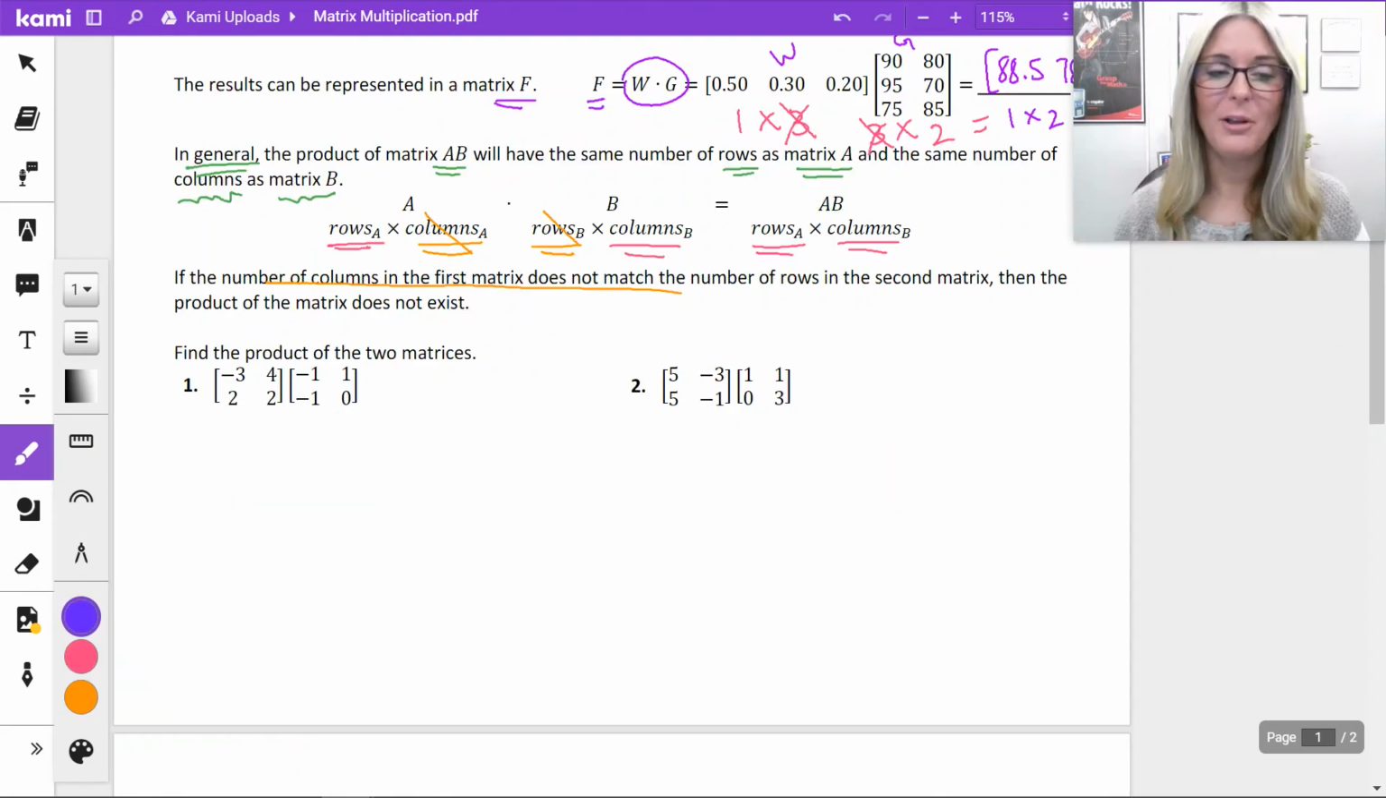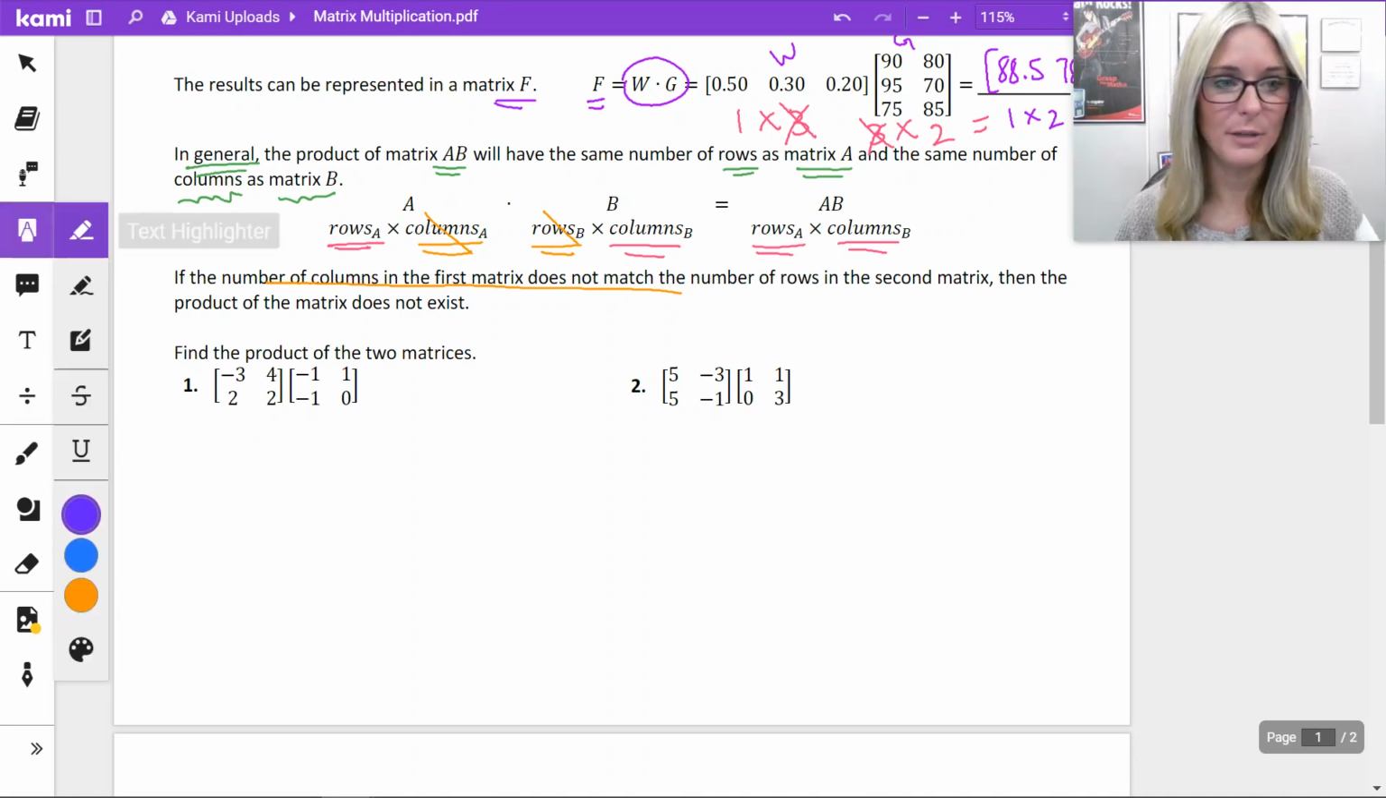Okay, let's try a couple on our own. Find the product of the two matrices. Number one, this is a 2 by 2 times a 2 by 2. So our answer is going to be what? A 2 by 2 matrix. Now we are going to multiply just like we did above.